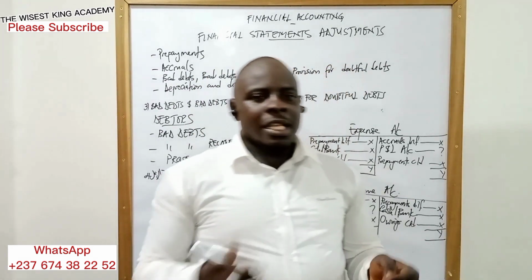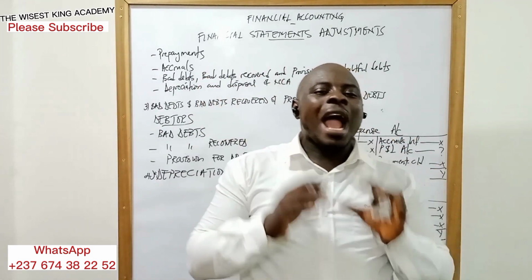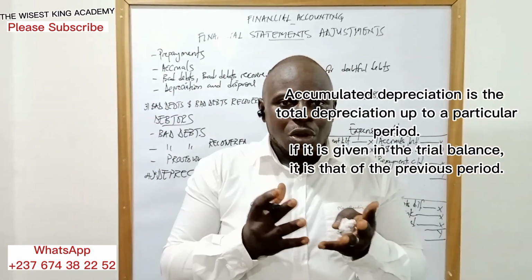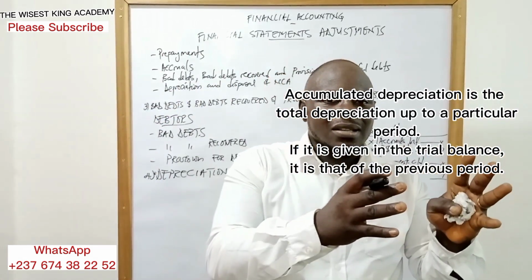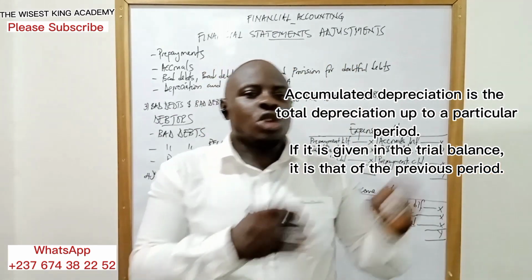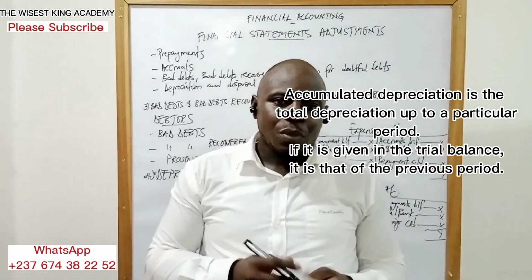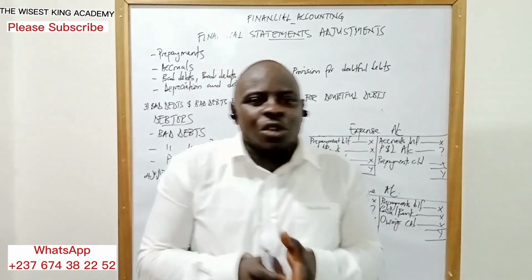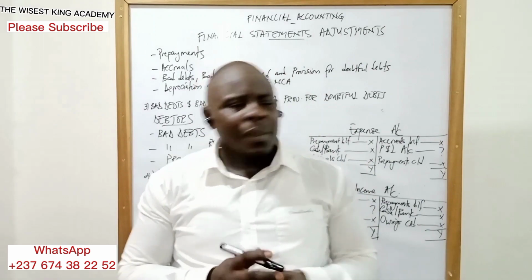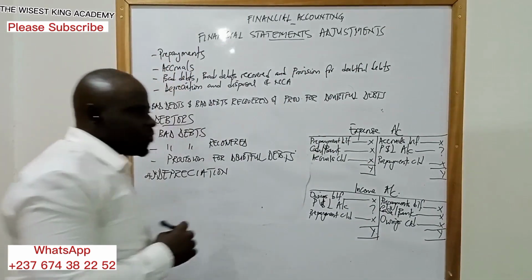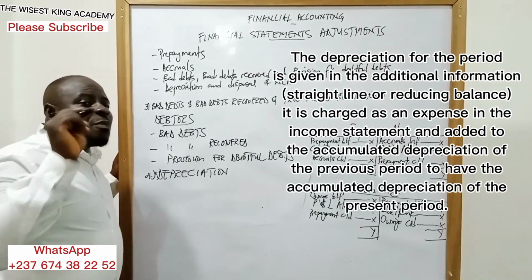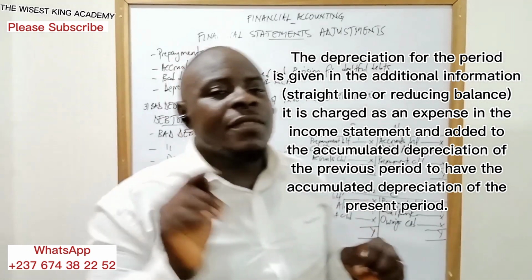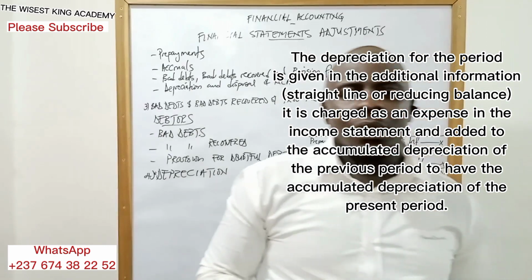Now, take note, there is something we call accumulated depreciation. This is the total depreciation on an asset throughout its lifespan or throughout a particular period. So, first year, second year, third year, if we add all of that at the end of the third year, it gives the accumulated depreciation for the third year. The depreciation for the period is usually calculated or given in the additional information.